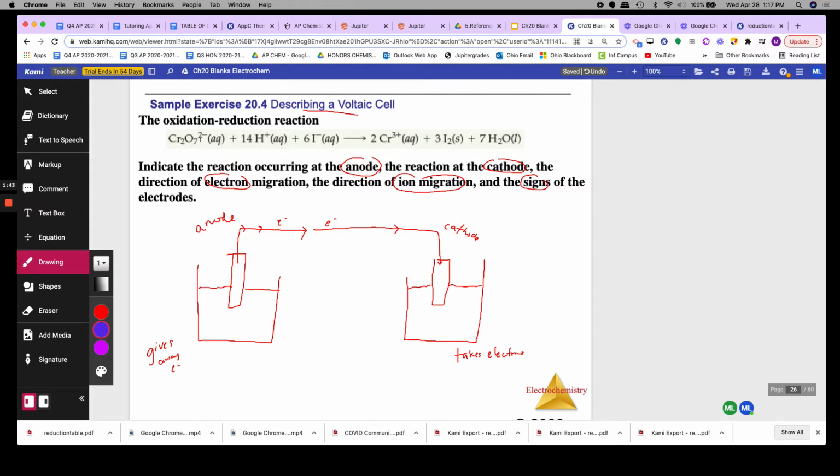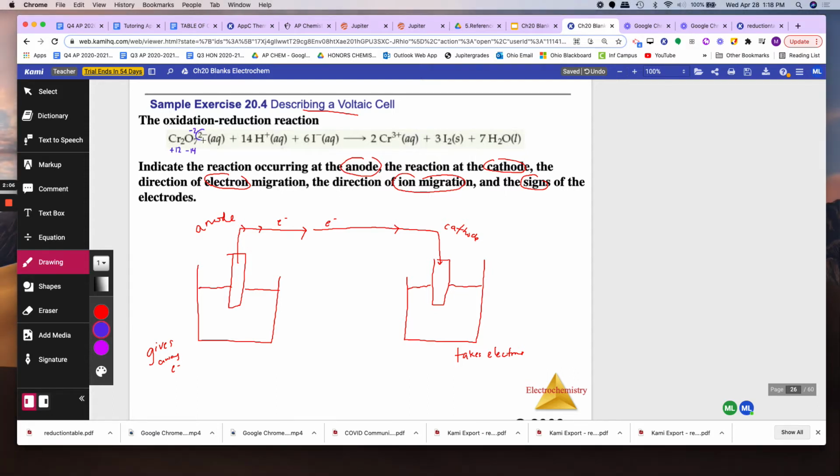So Cr2O7 2-. I need to know the oxidation state of Cr. Oxygen is -2 each, there are 7 of them, a total of -14. So the two Cr together have to be +12, because when you add these, the total has to be -2. But there are 2 of them, so each Cr must be +6. So Cr came from +6, and on this side it became +3.